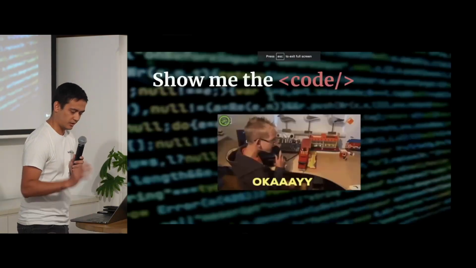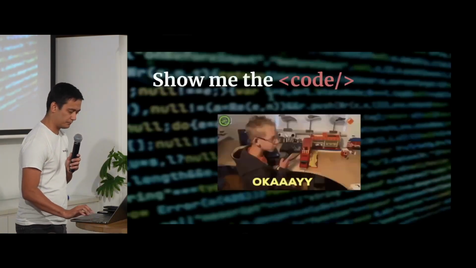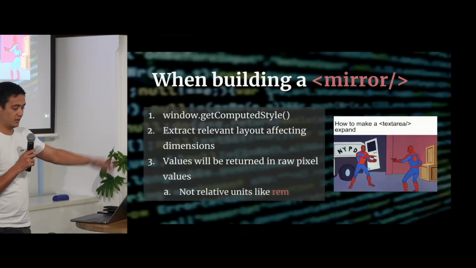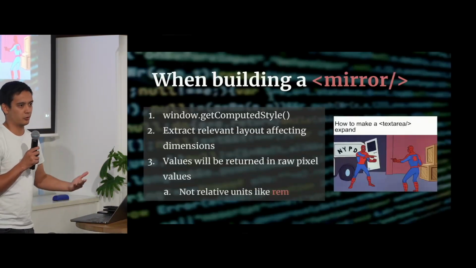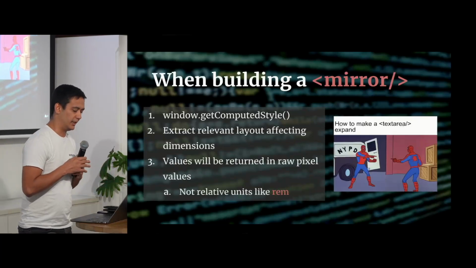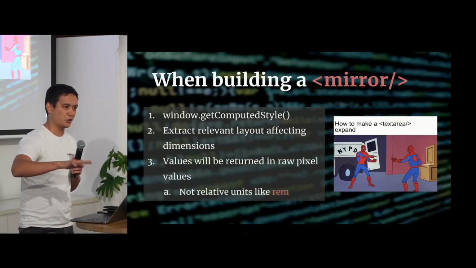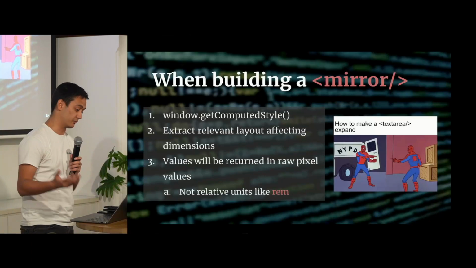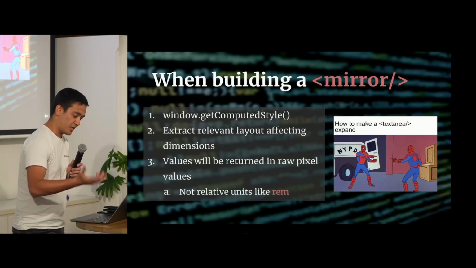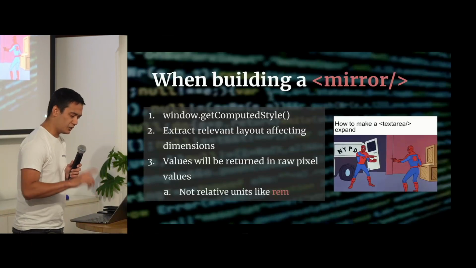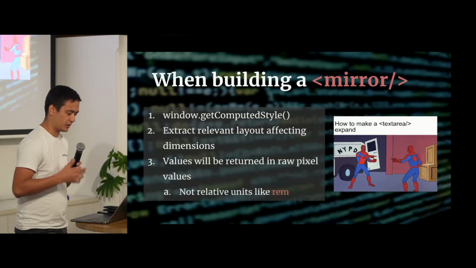Okay, cool. All right, so we just showed the code. Now, when building mirrors, getComputedStyle really is the source of truth for what the browser renders. So definitely lean on that as much as possible. It's a bit of a risk relying on what is in the style sheet that you have in the code. It's not the source of truth. And then from there, you want to extract the relevant dimensions that you use in your calculation. And notice that the values returned by computed style are actually in raw pixels. They're not in relative units.